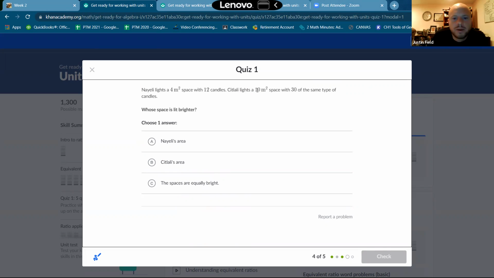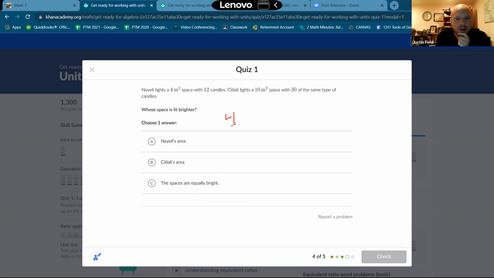Lally lights a 10 meter space with 30 of the same candles. So whose area is brighter? Okay, so what we can do is find the unit rate, the meters. So 4 meters squared, 12 candles, and 10 meters squared, 30 candles.